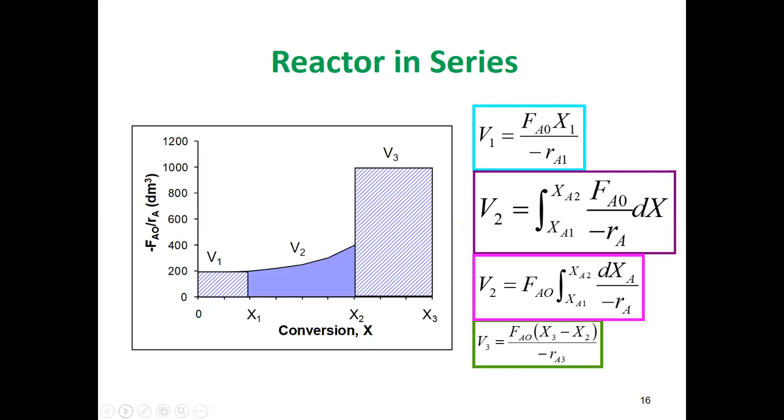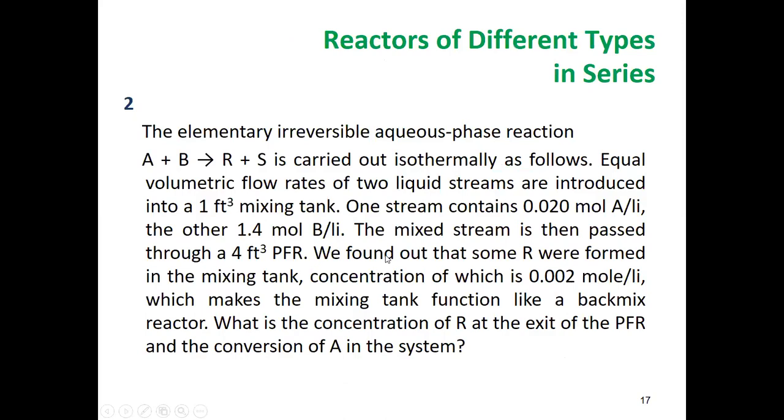Okay, so for reactors in series, this would be how it's done graphically. That was presented to you in the previous slide, and it boils down to these expressions. So the sizes of the reactors are all highlighted and represented by these areas in your curve. And we have this second sample problem. The elementary irreversible aqueous phase reaction A plus B forming R plus S is carried out.